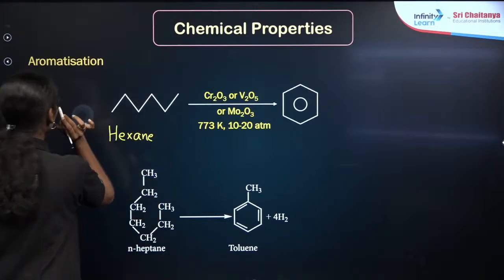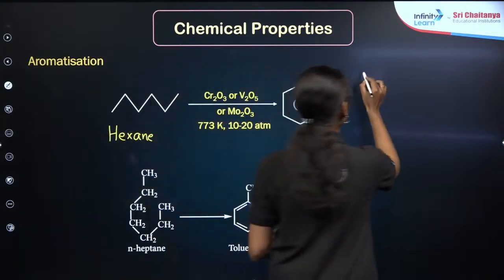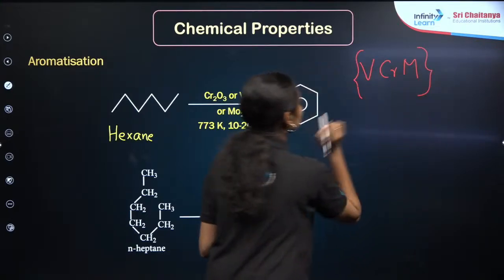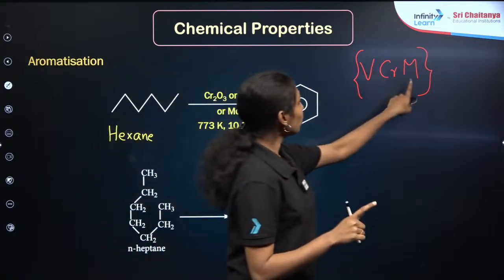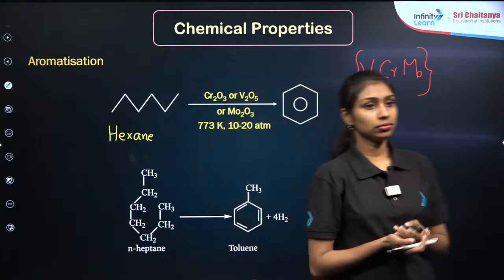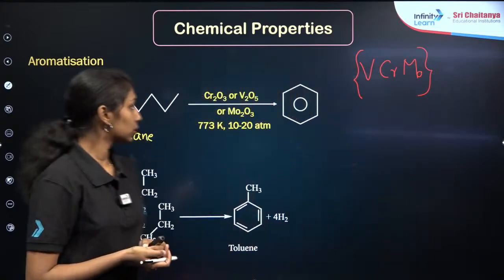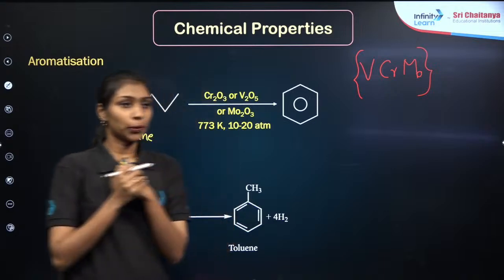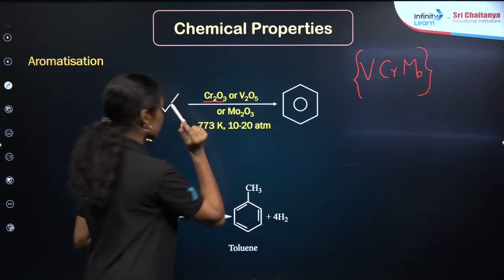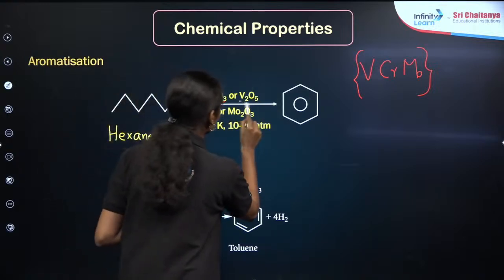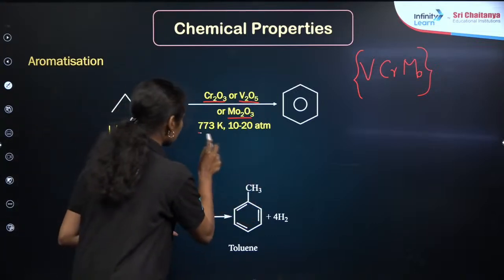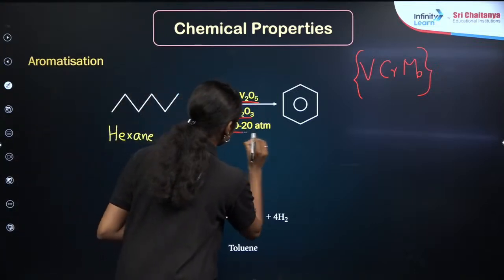Here, the thing you have to remember is this simple memorization trick, Vikram, which means if you are taking the oxides of vanadium, chromium or molybdenum, you will get the product as an aromatic compound. So here I am taking the hexane in presence of either chromium oxide, Cr2O3, or vanadium pentoxide or molybdenum oxide at a high temperature of 773 Kelvin. This temperature is also important and pressure is also important, 10 to 20 atmosphere.